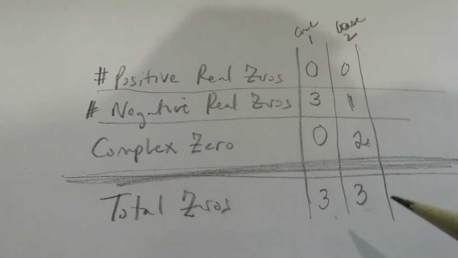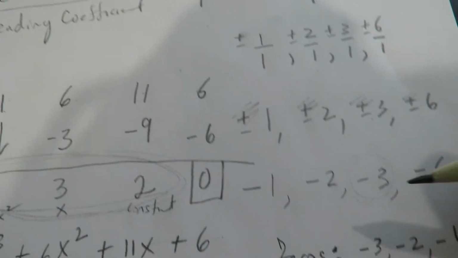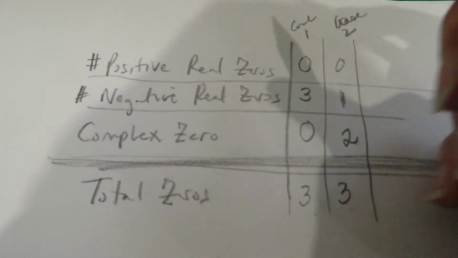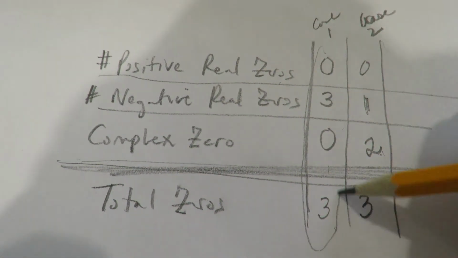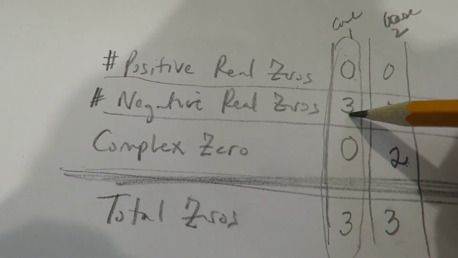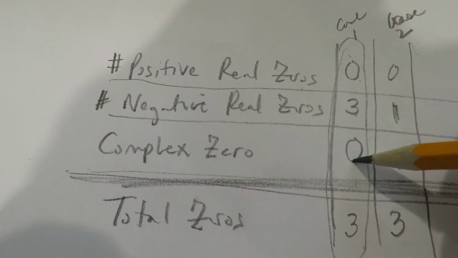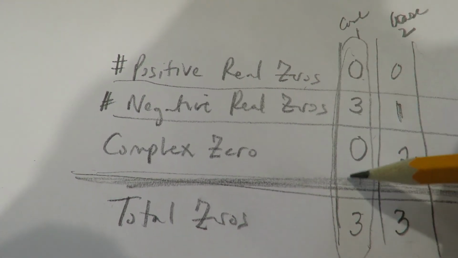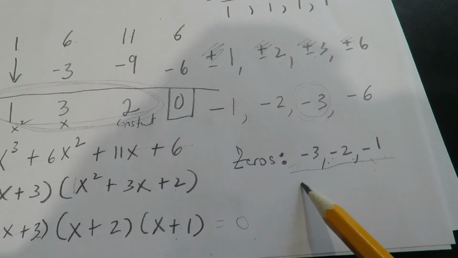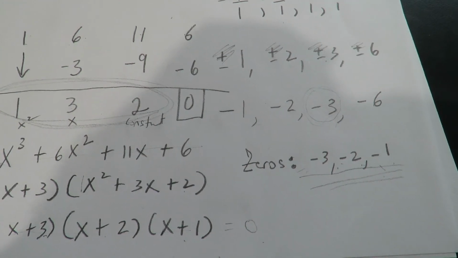I'm trying. So that goes back to the combinations we talked about before. These are all real numbers. These are all real numbers. So we have this case. We had no positives. We had 3 negative real zeros and no complex. So this was the particular combination that broke down to be the winner. Okay, there it is. That's 3 negative real zeros.